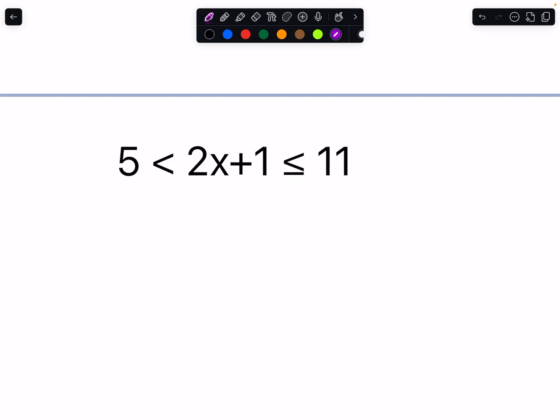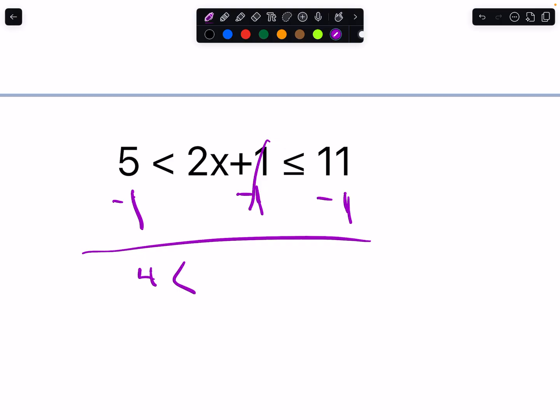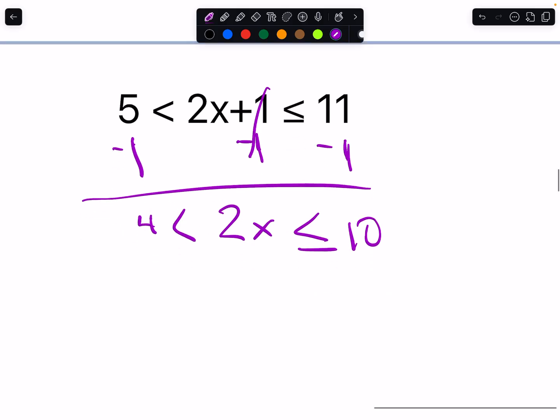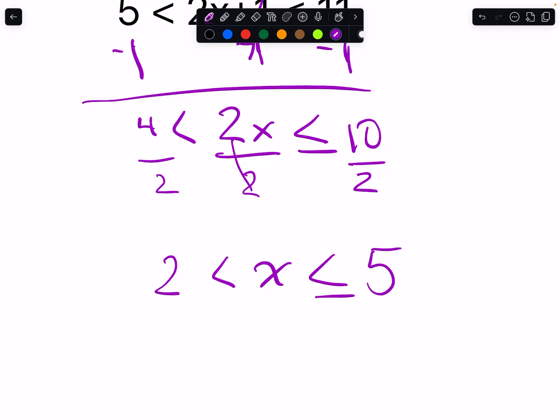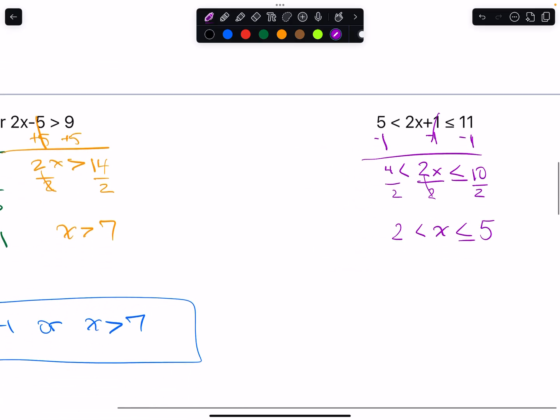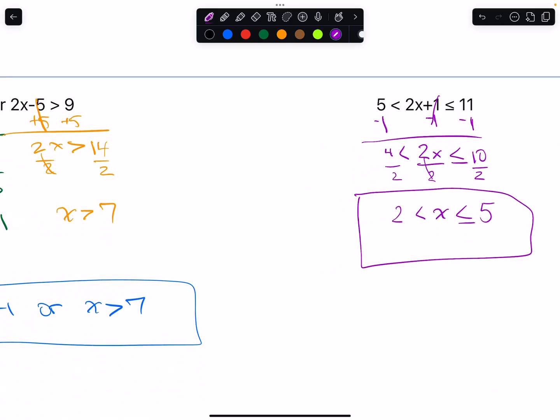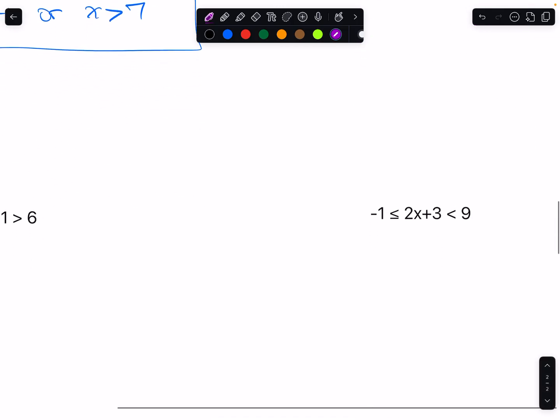To work on this question, when we first look at it, we see we want to get the x by itself. -1 on both sides, all sides, 10. 2 that gets divided on all sides across, 2 < x ≤ 5. We're simply saying that x is a value between 2 and 5. You can include 5 because of the less than or equal to, but you cannot include 2.